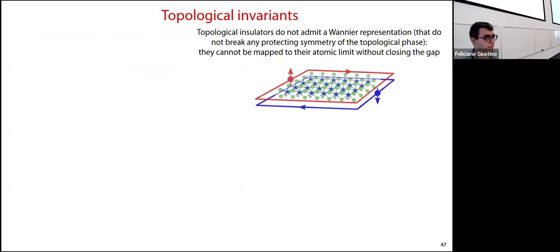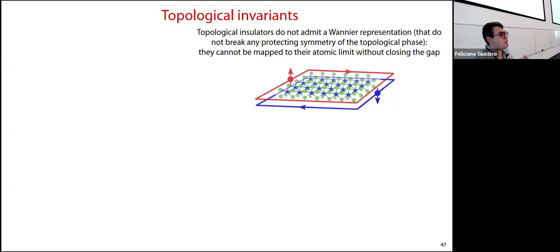Now, topological invariants are, as I mentioned before, very much related to Wannier functions. Actually, the very definition of what is a topological insulator is somehow related to Wannier functions. So topological insulators are systems that do not admit a Wannier representation. So you cannot construct Wannier functions for the valence bands of topological insulators unless you break any symmetry protecting the topological phase. So if your topological phase has time-reversal symmetry protecting the phase, you just can't get Wannier functions that are time-reversal partners, essentially. And this has to do with the nature of topological insulators. There are systems that cannot really be mapped to their atomic limit without closing the gap.